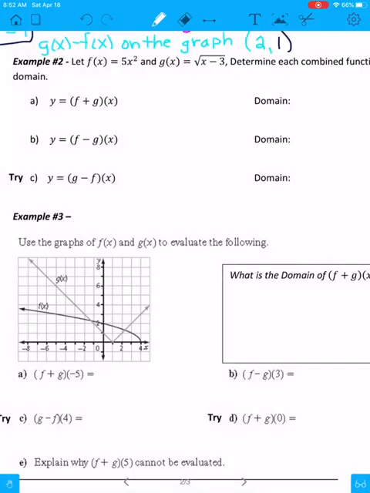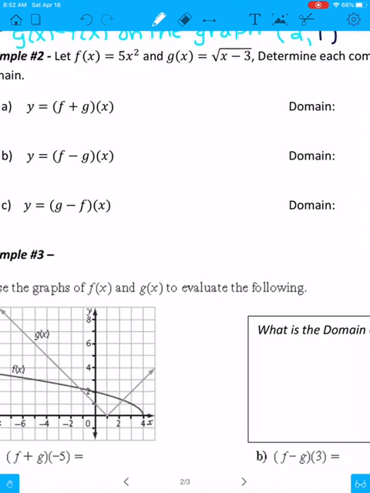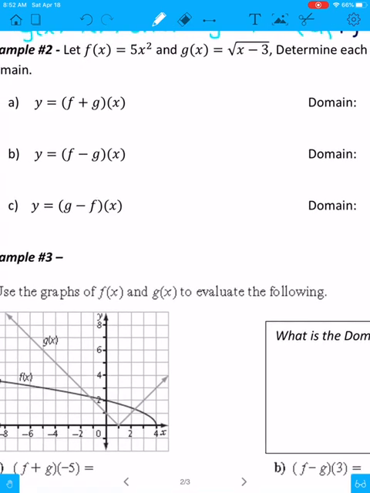we're going to do y equals f plus g of x. I told you the very first thing we're going to do, though, is rewrite it. So we're going to do f of x plus g of x. And then we can rewrite it now. So we're going to get y equals f of x is 5x squared plus g of x, which is square root x minus 3.